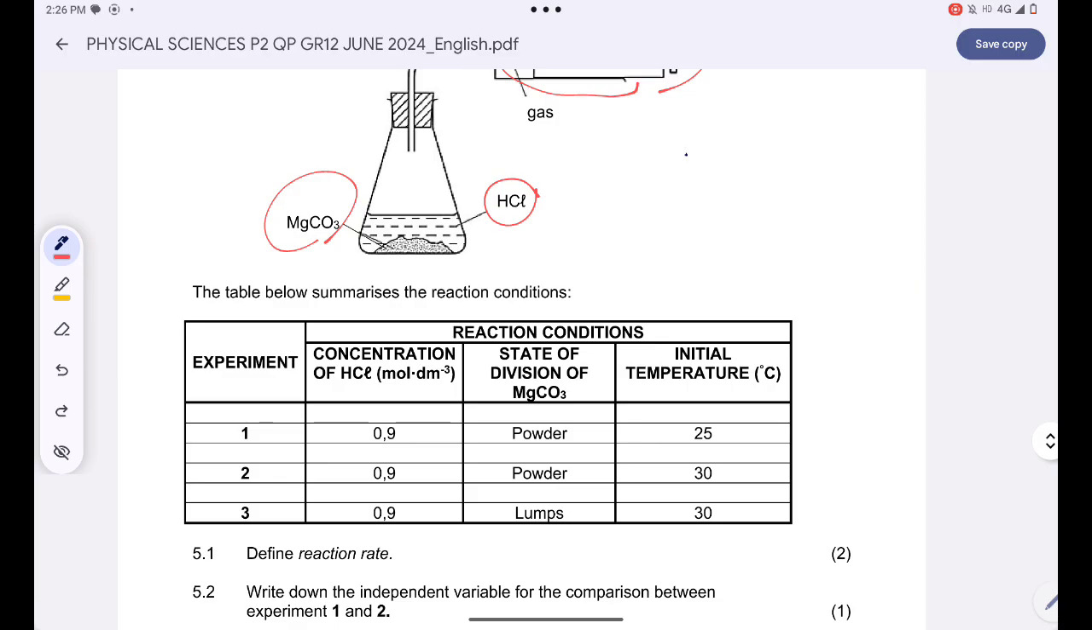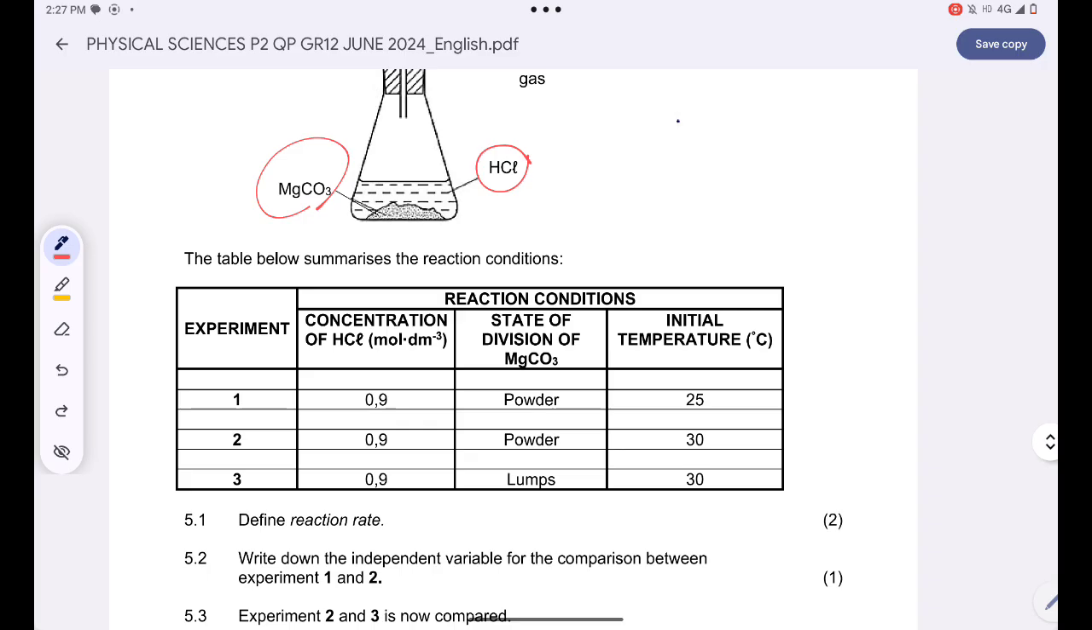And then for experiment 2 and 3, the concentration of our acid is the same as well. However, the temperature is 30 and 30. That's different from experiment 1. And then the state of division in experiment 2 is in powder form, but in experiment 3 it is in a solid form or in a form of a lump.